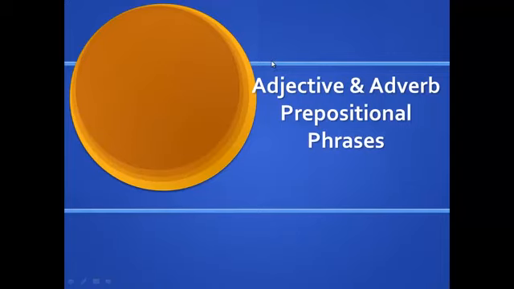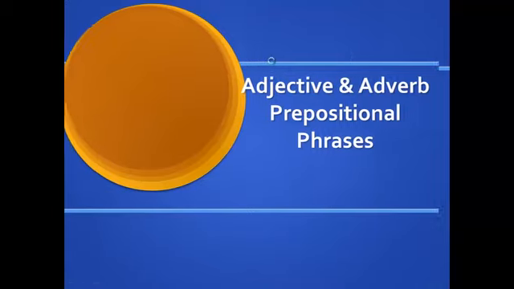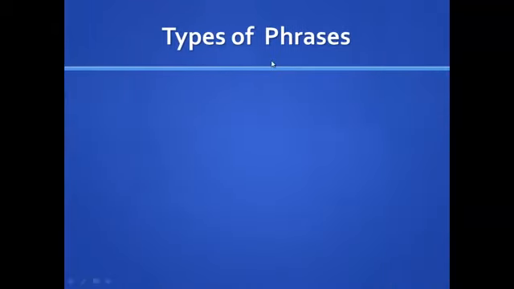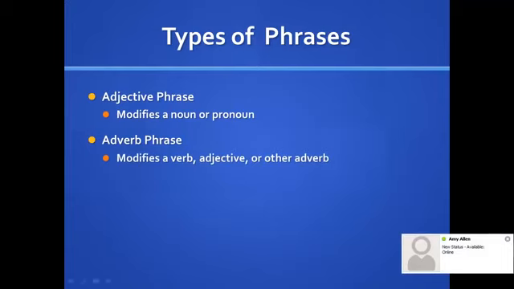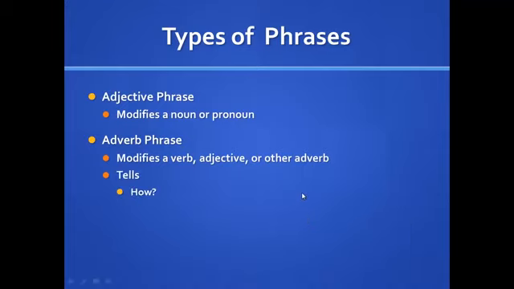This lesson is going to review the two main types of prepositional phrases, adjective and adverb. So, we have two types of prepositional phrases. The first type is the adjective phrase. And these phrases, just like any other adjective, will modify a noun or a pronoun in the sentence. The second type of phrase is the adverb phrase. Again, just like other adverbs, they modify a verb, adjective, or other adverb. And they tell us three different things: how, or where, or when.